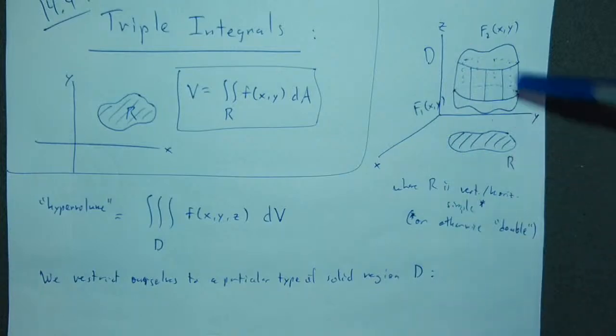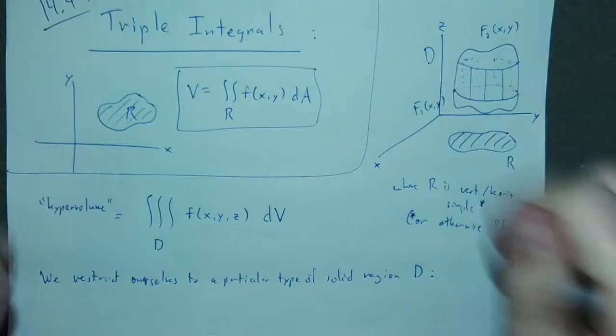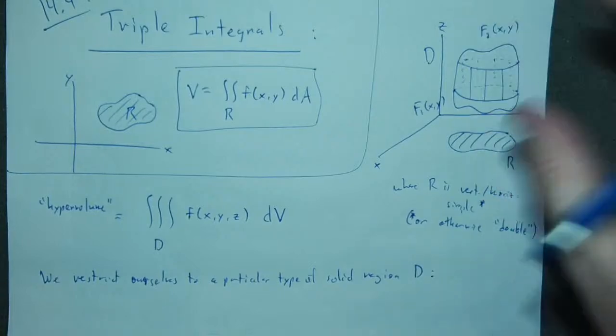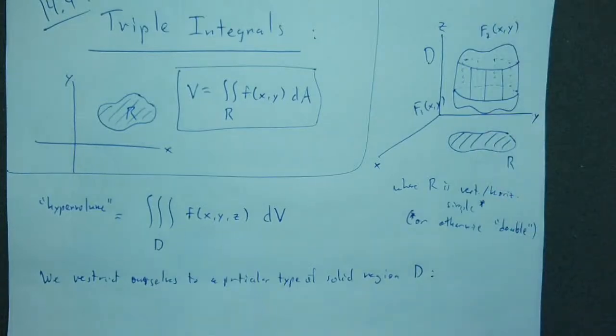So in the W direction, sitting above this solid 3D region D, there's the graph of f of x, y, z. It's a hypergraph, a four-dimensional graph. That hyperregion has a hypervolume. This triple integral computes it. Okay, but maybe you find that extremely unsatisfying. Maybe you're like, I don't believe in hypervolume. Well, that's okay, because hypervolume believes in you.